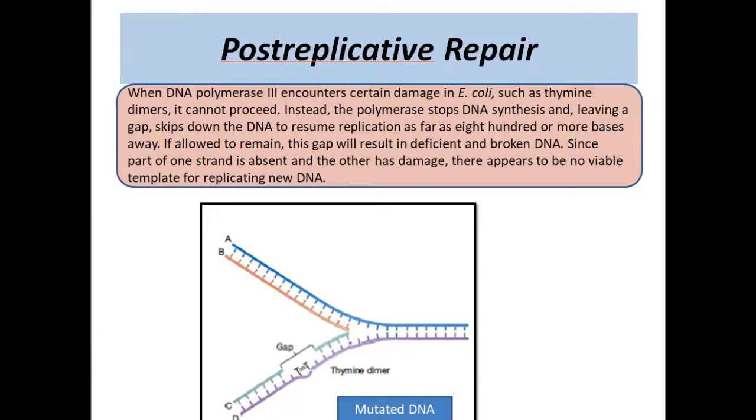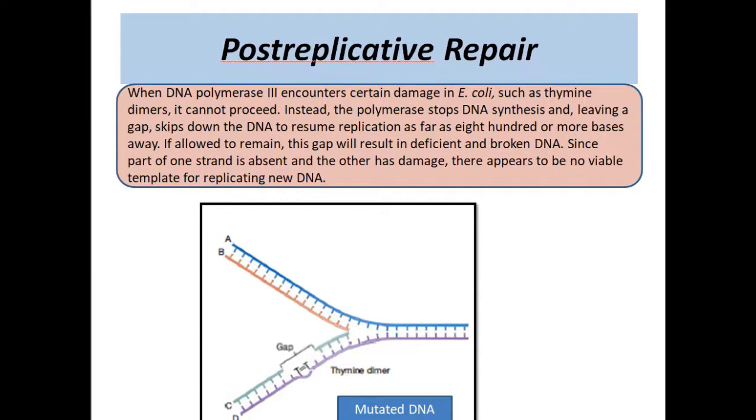You have previously come across the occurrence of thymine dimers and the different ways by which we could remove them. We saw the photoreactivation system. We saw the nucleotide base pair excision repair system. But sometimes, when DNA polymerase 3 sees this thymine dimer, it will hesitate to go ahead. That is, it will leave certain gaps when it is replicating, and as a result, almost 800 or more bases will be left behind.